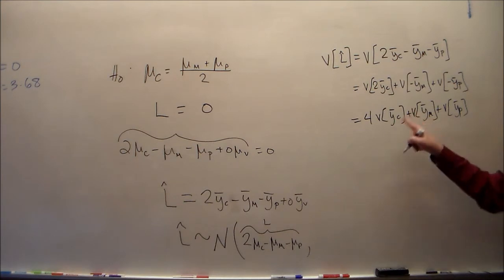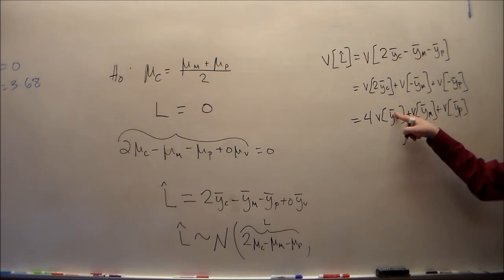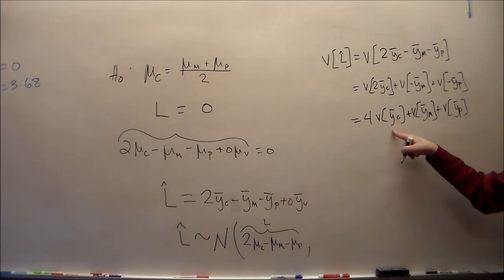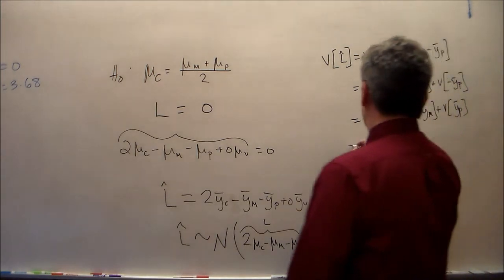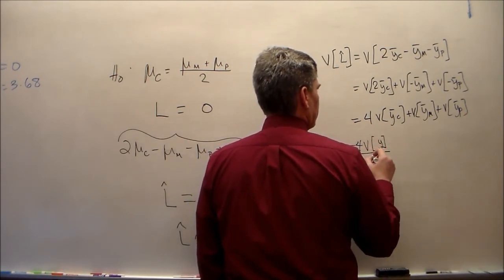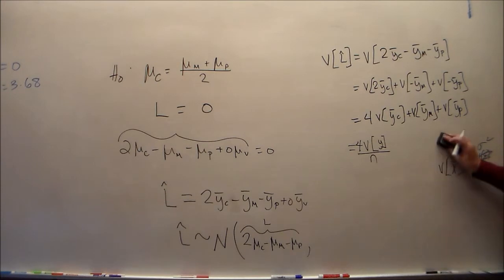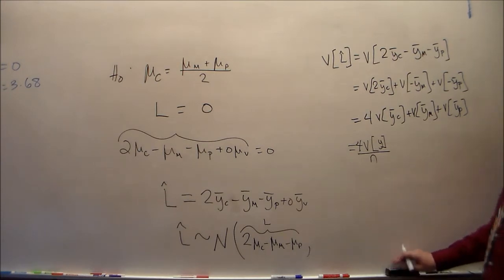So far, so good. What's the variance of y bar sub c? Remember what the bar is? It's the mean. Variance of a mean. Remember back when you were first shown the central limit theorem? You were asked to find the variance of probably x bar, and that was the variance of x over n. You would have written this as sigma squared over n. Remember that sigma squared, it's going to come back. So that's the first one.